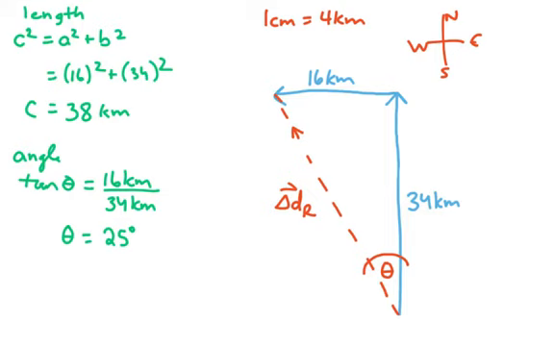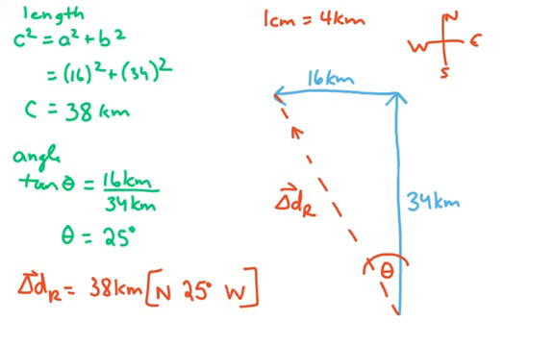So I'm not quite done yet. I have to put everything all together. So this is my final answer then. Delta dr equals 38 kilometers. I'm going to make my bracket for my degrees to go in, and then I'm going to look at my picture and decide what are the 2 directions, which side am I measuring from. So you'll notice in the picture I'm measuring from the straight up and down, I'm measuring from the north, and I'm going towards the west. So that is my final answer, 38 kilometers north, 25 degrees west.